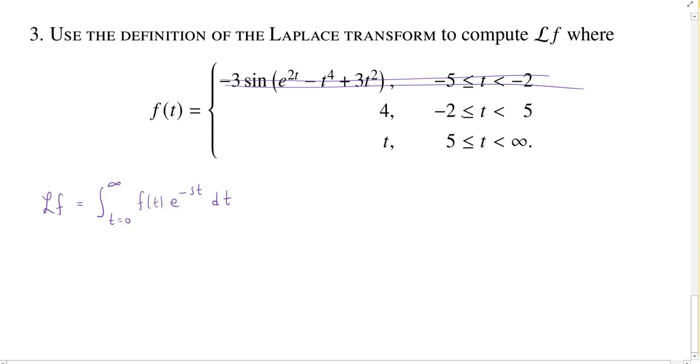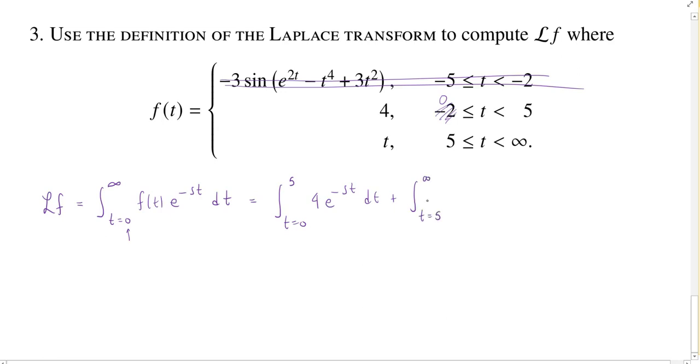In fact, from -2 all the way up to 0, that doesn't really matter. We might as well just make this 0 to 5 instead of -2 to 5, because the Laplace transform cannot see what happens to the function before you get to 0. Now, once you get to 0, we have a little problem. The function is defined differently from 0 to 5 than it is from 5 to infinity. So we'll break the integral up. We'll go from 0 to 5, and when I'm between 0 and 5, the function is just the constant function 4. So I'll have 4e to the -st. And then I'll integrate from 5 to infinity.